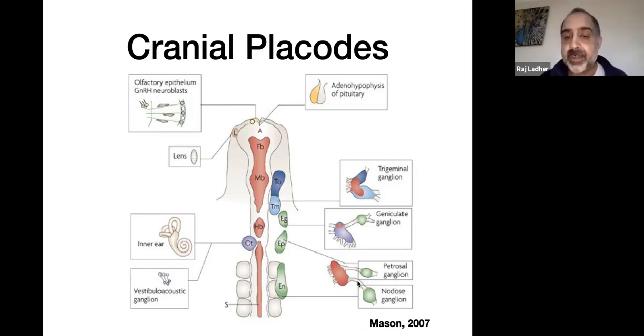These structures here, which we'll talk about in a little bit, the inner ear, all come from cranial placodes. And so we'll talk about this in more detail later. But let's shift back to neural crest.